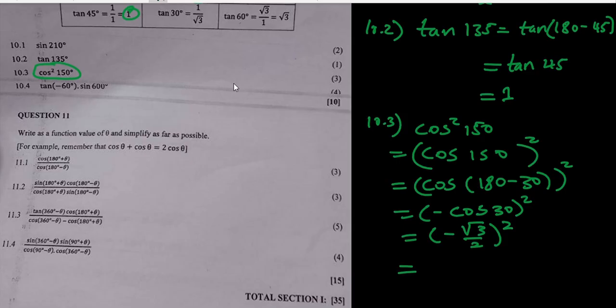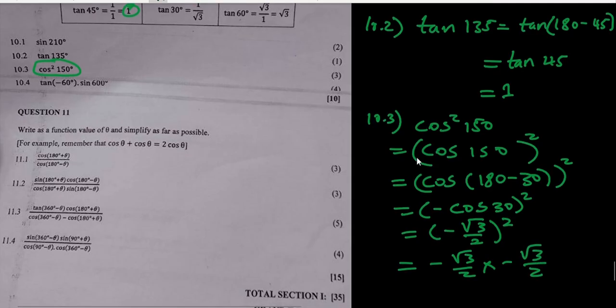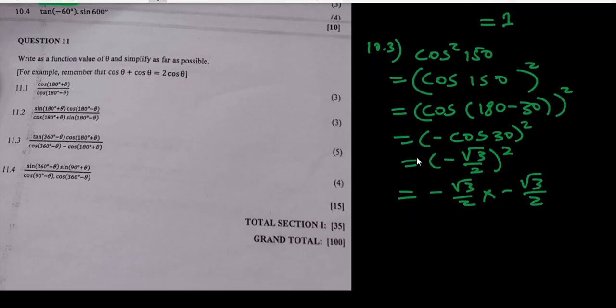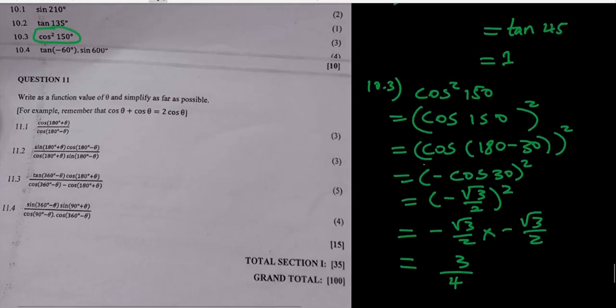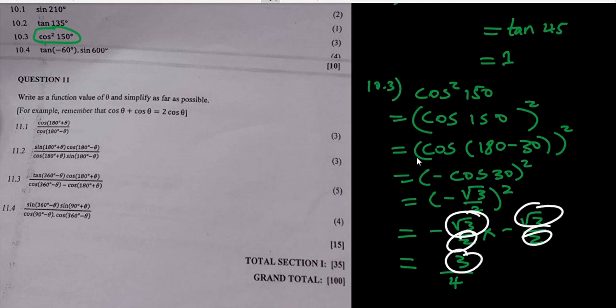So to expand this, these two negatives are going to cancel, and then this one is going to be 3 over 4, because when you multiply these two, you're just gonna get this, and then this one and this one, you will get that. All right.